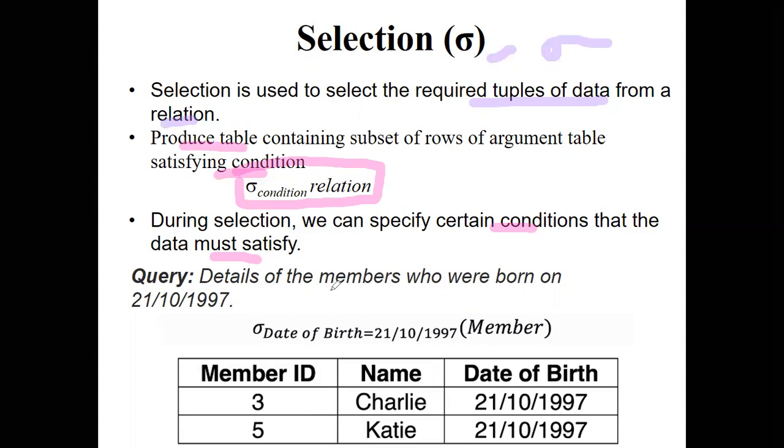Here we have: retrieve the details of members who were born on 21/10/1997. Retrieve the details of members who were born on such and such date of birth. So how can we do it? Retrieve the members who were born; the condition is given. Date of birth is equal to so and so.